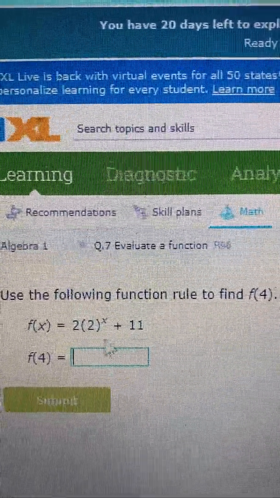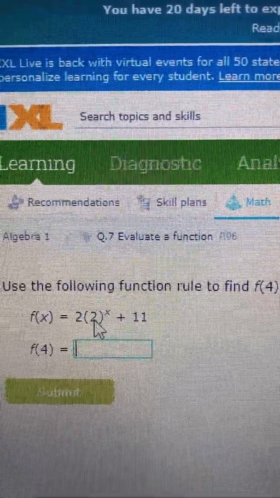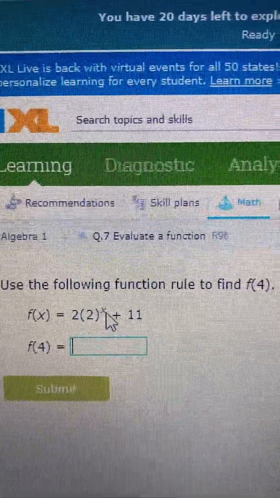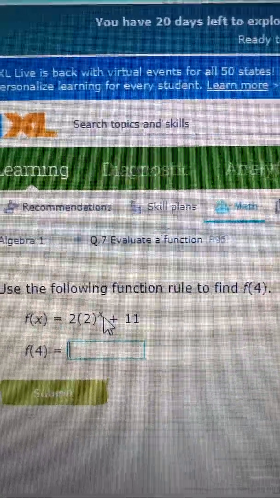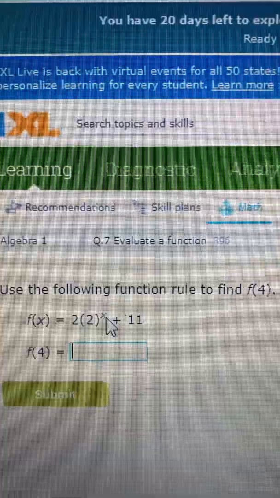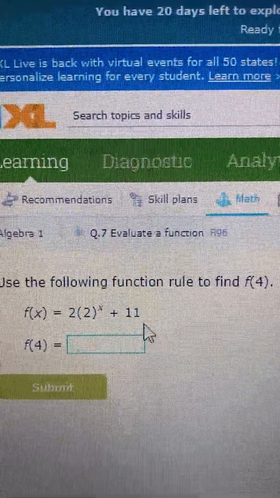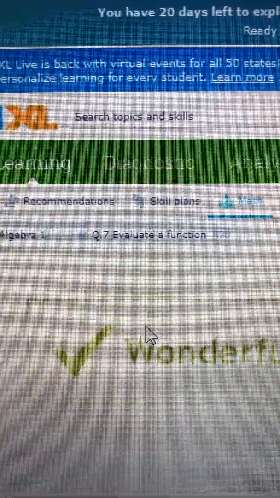Also, this is an exponent. Hopefully you're familiar with those. Remember that it just says, in this case, 2 to the 4th power, which would be 2 times 2 times 2 times 2, which is 16. 16 times 2 is 32. Plus 11 is 43.